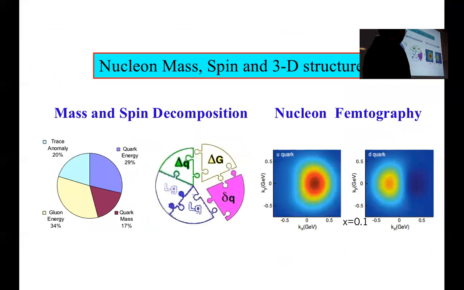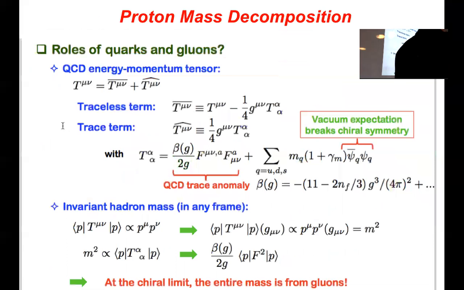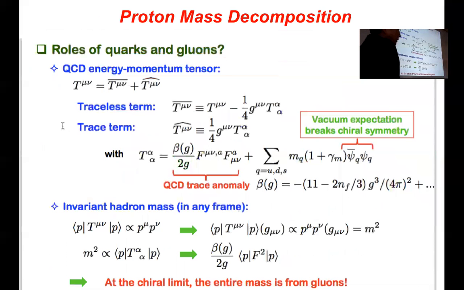One is the proton mass, one is the spin, and the 3D structures. I will not talk about the parity program. Proton mass was discussed last week, and tomorrow we have a more dedicated talk. So I will just go through this quickly.